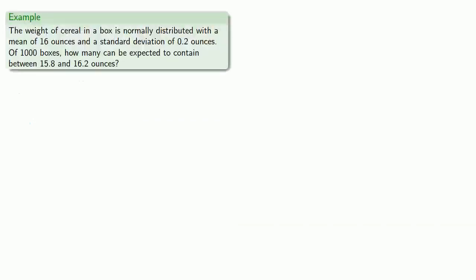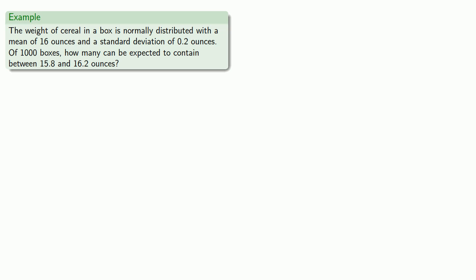This observation allows us to compute some normal probabilities right away. For example, suppose the weight of cereal in a box is normally distributed with a mean of 16 ounces and a standard deviation of 0.2 ounces. Of 1,000 boxes, how many can be expected to contain between 15.8 and 16.2 ounces?